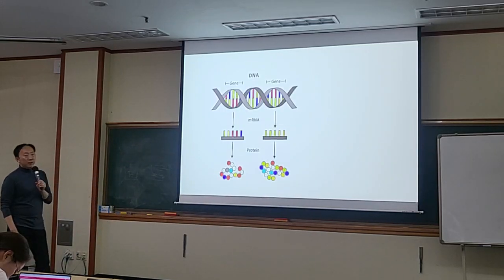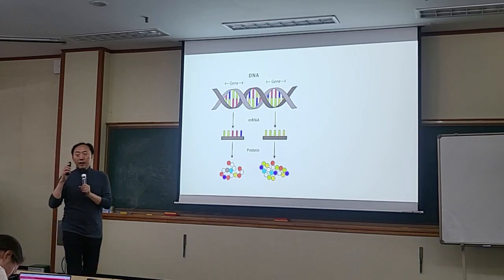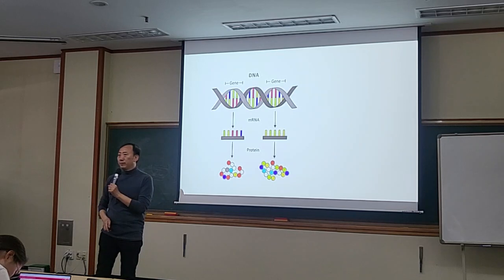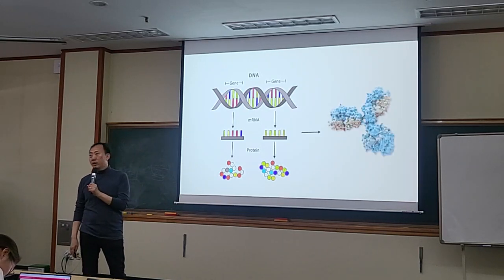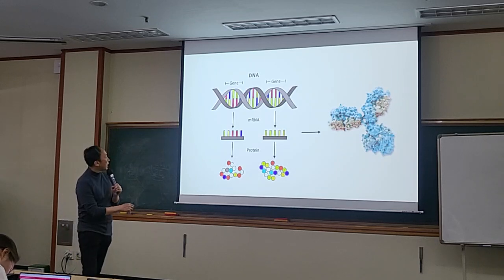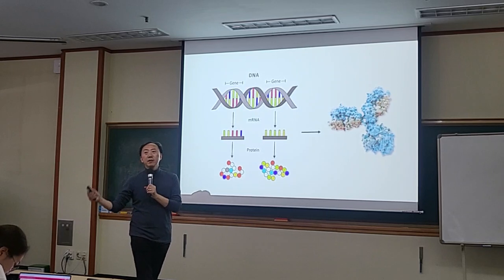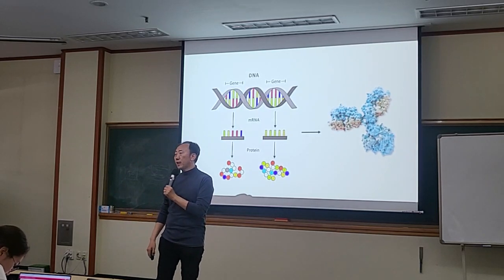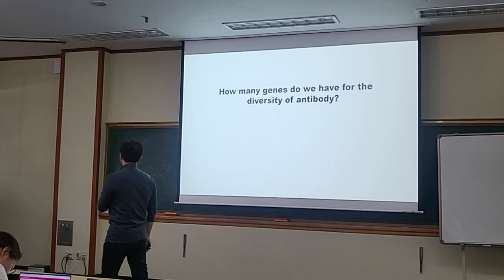Okay, let's think about the genetic connections. Antibody is a protein, right? That means the antibody information should be recorded in DNA, right? Then we generate millions of antibodies. Then how many genes do we have? That is the question.